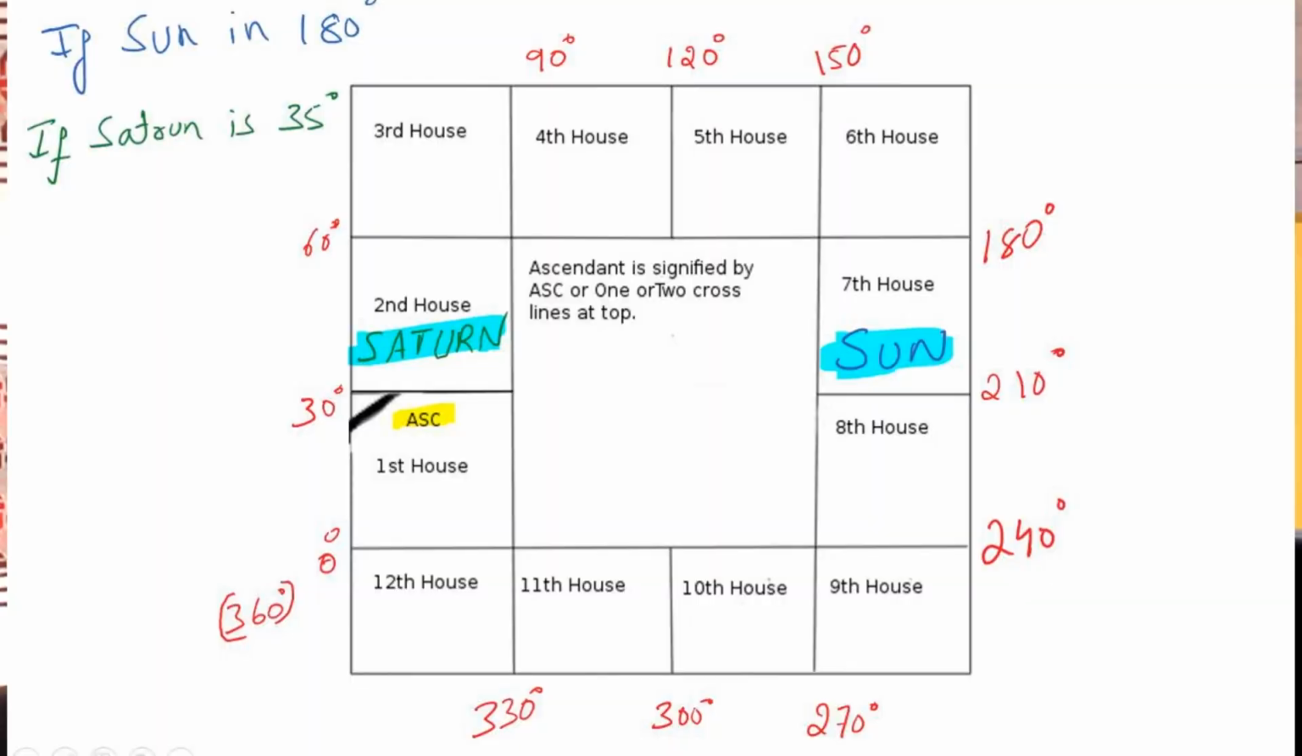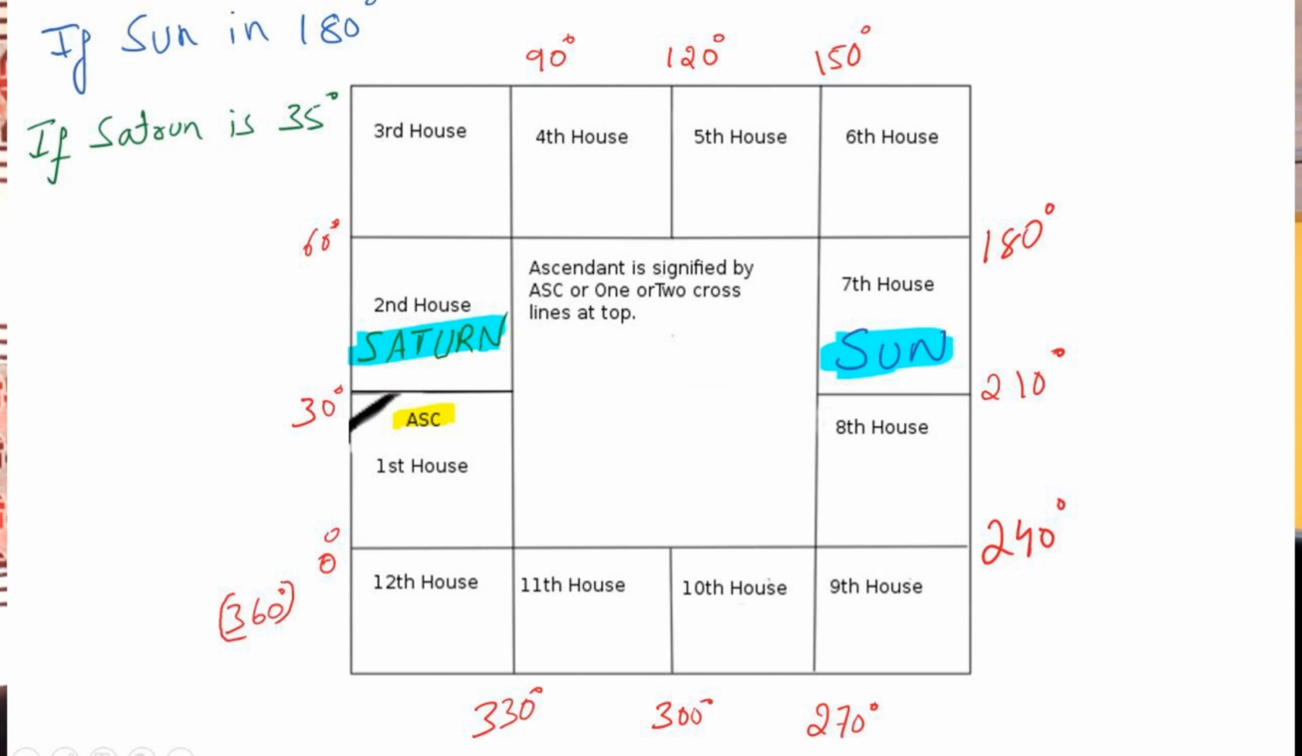If a planet is at 220 degrees or 180 degrees and your ascendant is Capricorn, and your sun is at 180 degrees, the sun will be in the 7th house. For example, if Saturn is at 30 or 35 degrees, he will be in the 2nd house. Before 30 degrees he will be in the ascendant only. If Saturn is below 30 degrees, he will be in the first house. If he is at 35 to 60 degrees, he will be in the 2nd house.